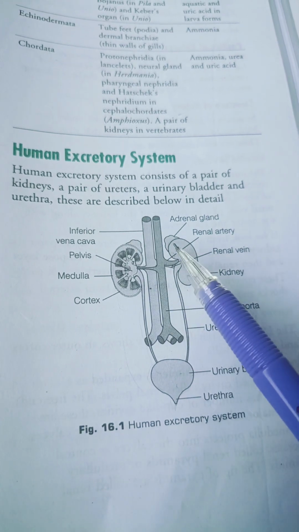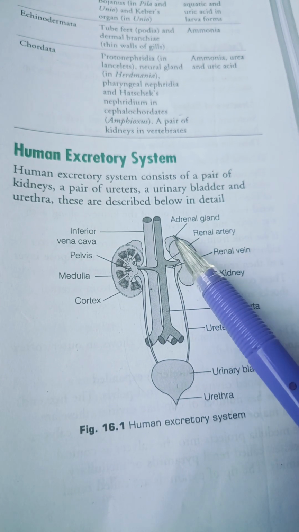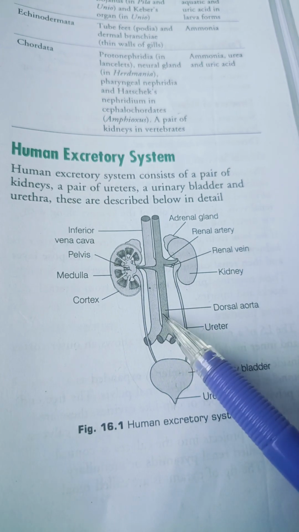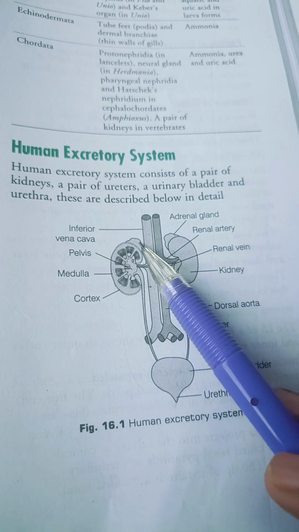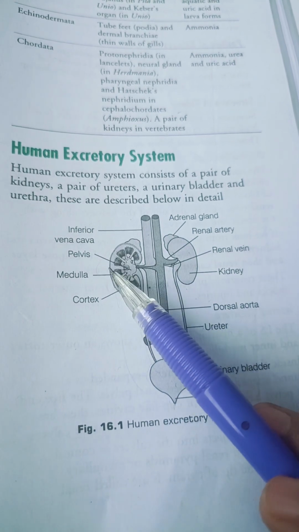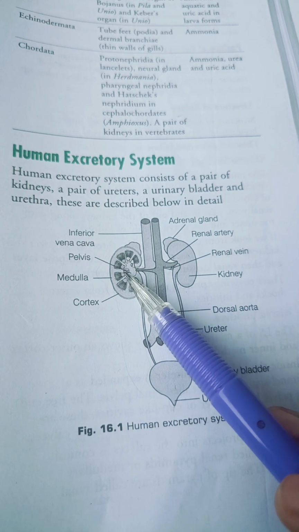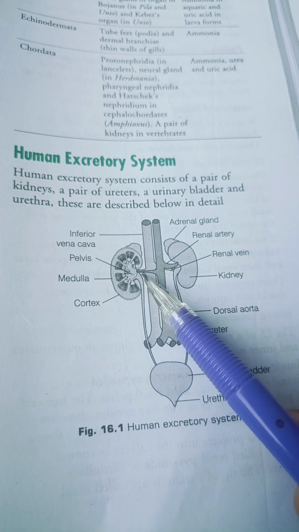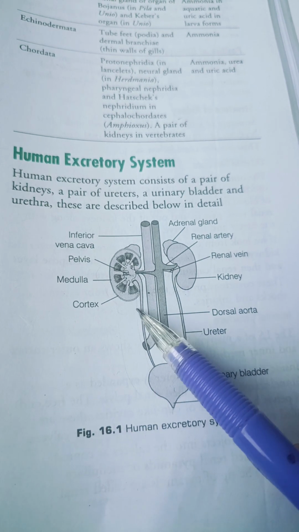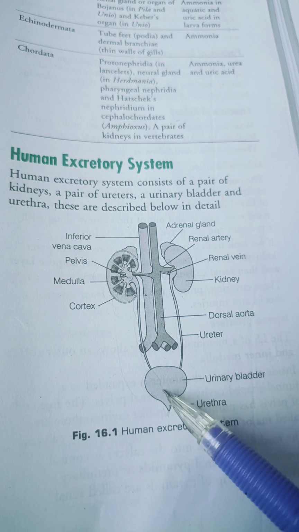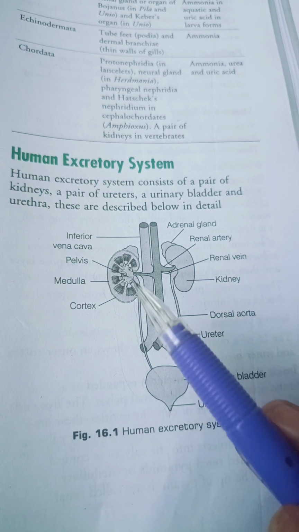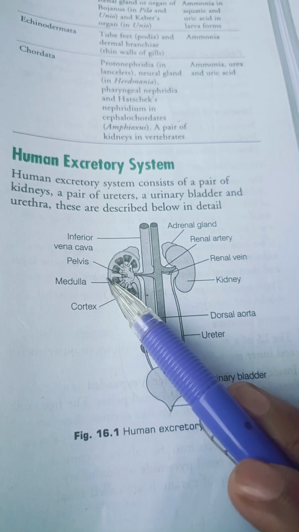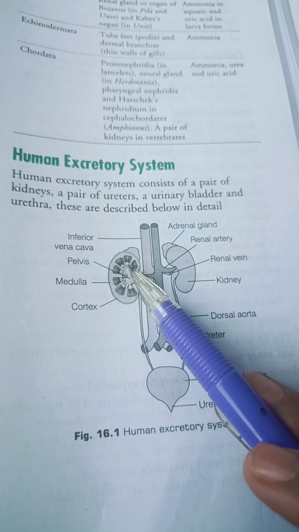Here in the figure, these are the adrenal glands, which are above the kidney. This is the inferior vena cava. This is the aorta. This kidney they have shown opened. Here it is the pelvis where all the filtered fluid from the kidney comes, and from here through the ureter it is sent to the bladder and through the urethra out. This is the cortex, medulla. Cortex is the outer part, medulla is the inner part.